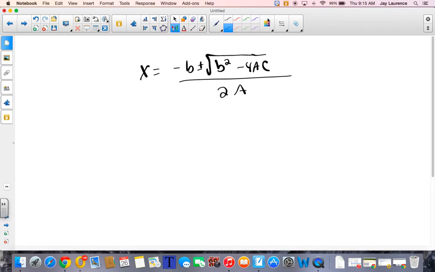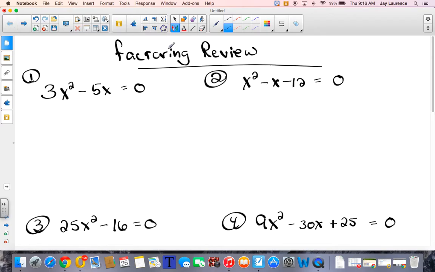Yeah, that's the quadratic formula, and the quadratic formula is really cool. We're not quite ready to get to it. We've got to do a little factoring review. So here we go. I've got, I think, 5 factoring type problems here.